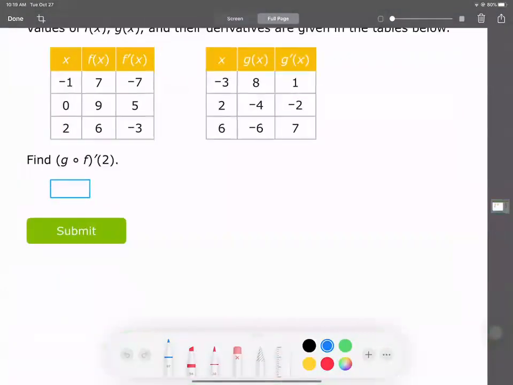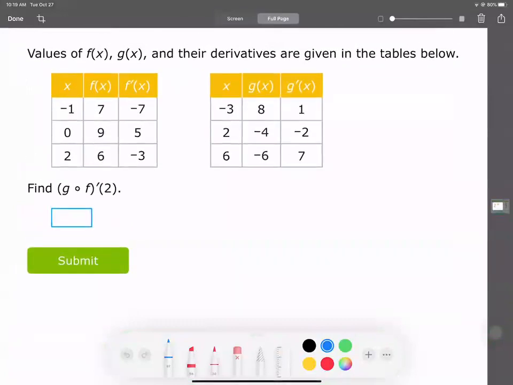So you see it as g o f. Okay, g o f. This is exactly the same as g on the outside with f of 2 on the inside. So please take note of this. Whenever you see this g o f, that's really this composite function where you have the f on the inside and g on the outside. Whichever letter is first, that's the letter on the outside.